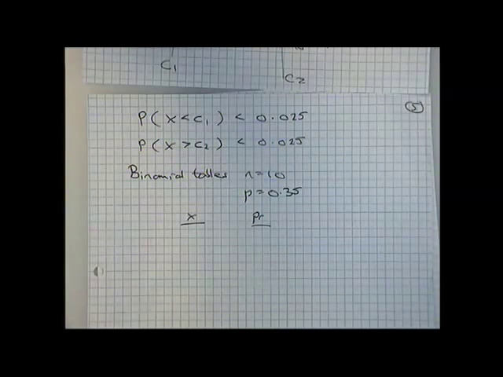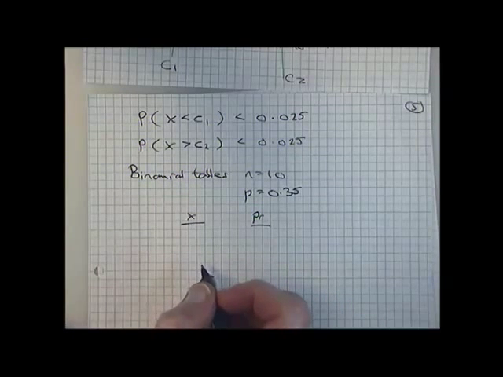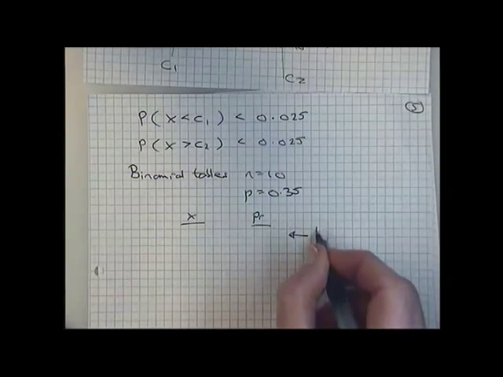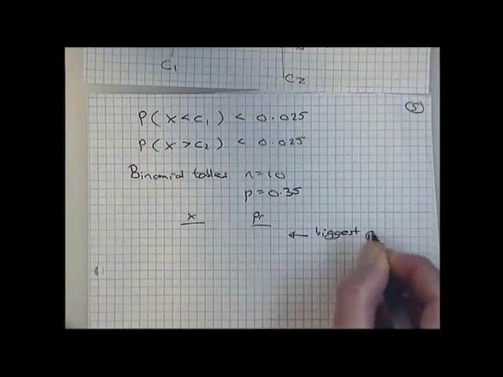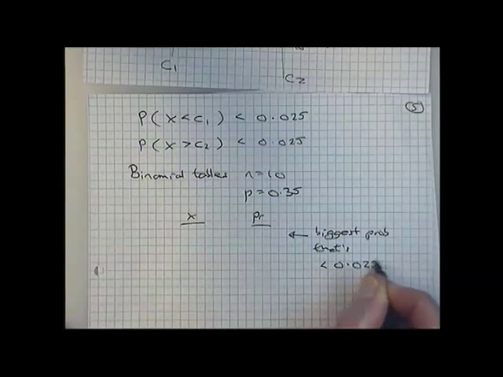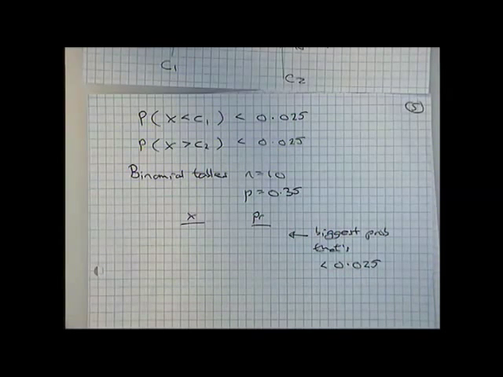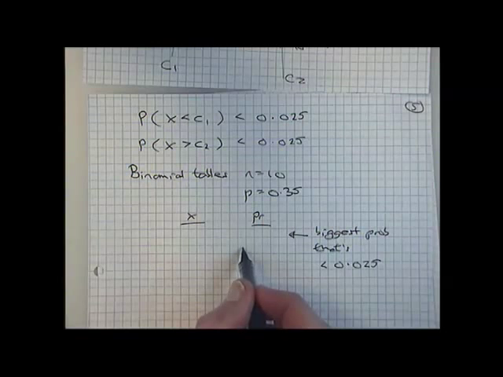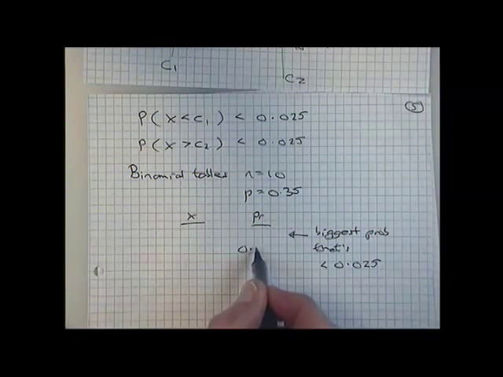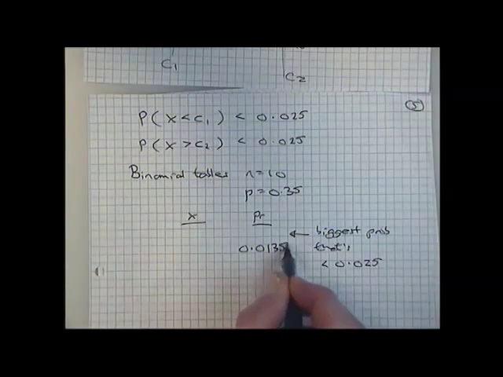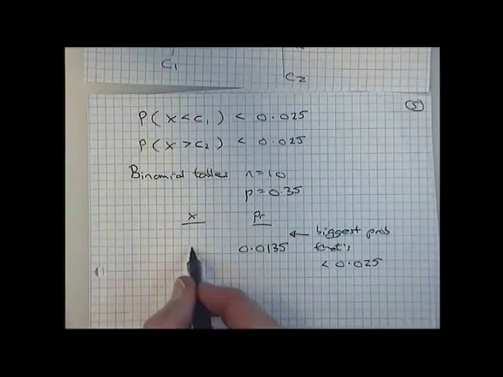So what we are looking for, first of all, is the biggest probability we can find that's less than 0.025. What's the biggest probability you can find that is less than 0.025, smaller than 0.025 in that column? 0.0135. I'm agreeing with what Chelsea said. 0.0135, which belongs to an x value of 0.